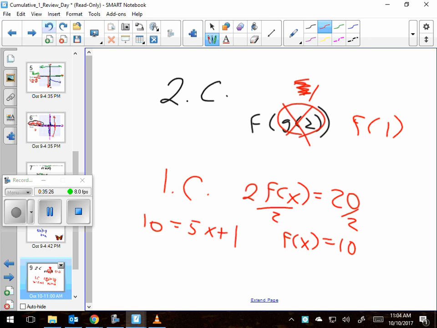Okay, on to number 3, the bottom ones. F of 2 is 2. What do you think B is? 10 is correct. Nice job. And C, did any of you catch that there were 2 answers for part C? Excellent, and they are 3 and, it's kind of hard to tell, but I'm going to say negative 1.5. Do you concur? Yes. For 3C, there are 2 answers.